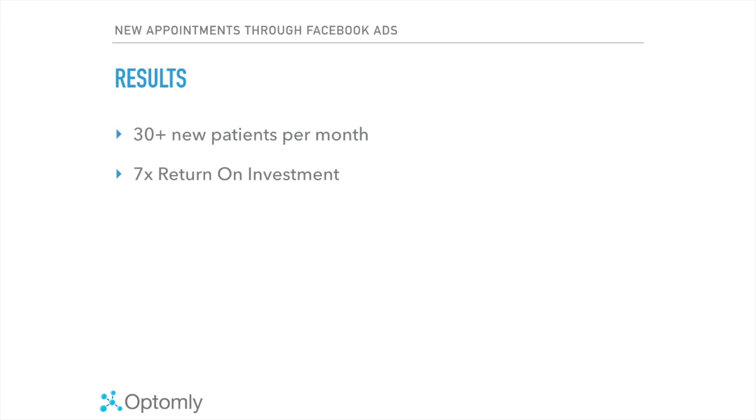Not only did they see over 30 new patients per month just from Facebook ads, they achieved a 7 times return on investment. This means that for every dollar they spent, they received 7 in return. Imagine the potential of Facebook ads for your practice. You could fill appointments for a new optometrist, or you could have the confidence to expand to a new location. And it's available to switch on whenever you're ready.